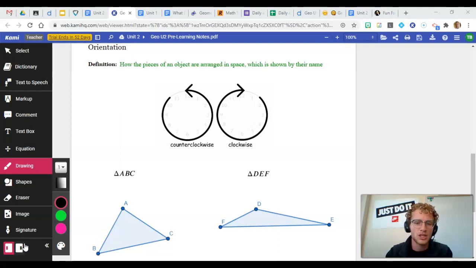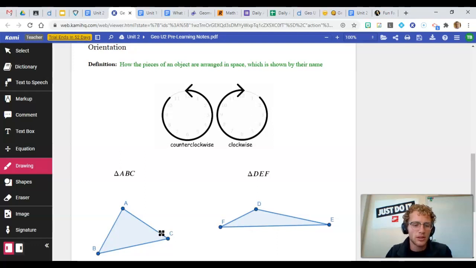Just to refresh, counterclockwise, if you imagine the hands on a clock going like this, counterclockwise would be the opposite of that. So if you're starting here and you're going around this way and you're creating a circle that way, that's counterclockwise. And of course, clockwise goes the way of a clock.